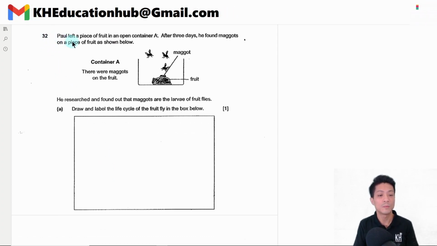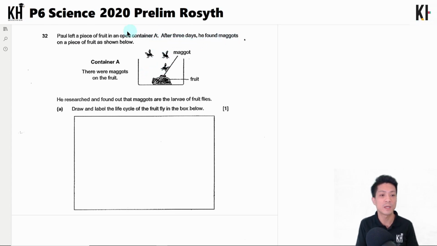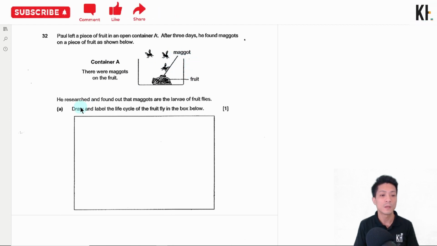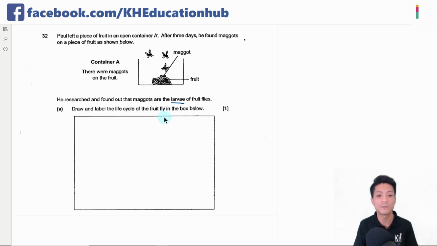Question 32. Paul left a piece of fruit in an open container A. After 3 days, he found maggots on the piece of fruit as shown below. So in container A, there were maggots on the fruit, because it is exposed to open air. So he researched and found out that maggots are the larvae of fruit flies. Okay, draw and label the life cycle of the fruit fly in the box below.